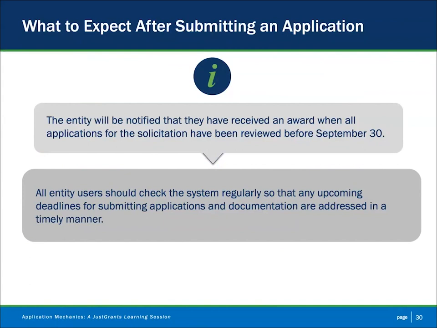So let's talk about after you've submitted your application. You're probably wondering what's next. So once all the applications for the solicitation have been reviewed, then the entity will be notified, which will all happen before September 30th. Every user in JustGrants should take the time to check the system on a regular basis in order to be aware of any deadlines or information they need related to the grant.